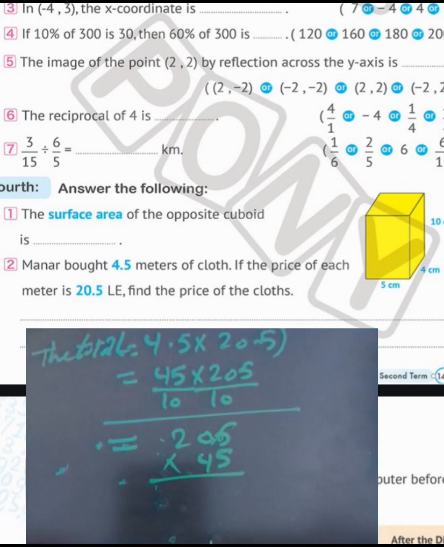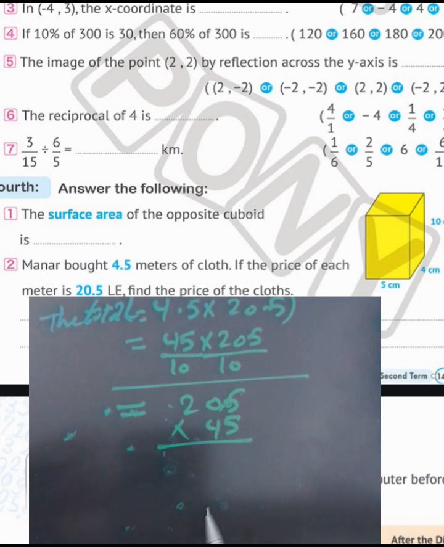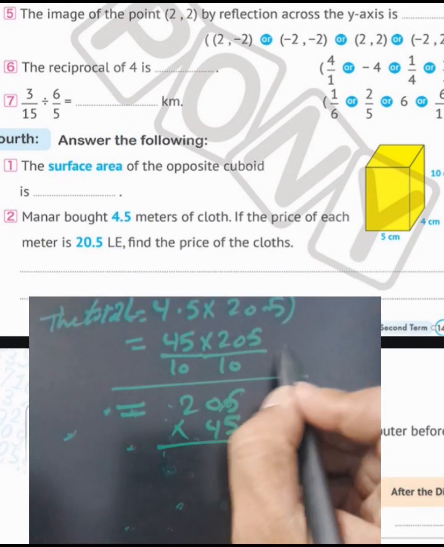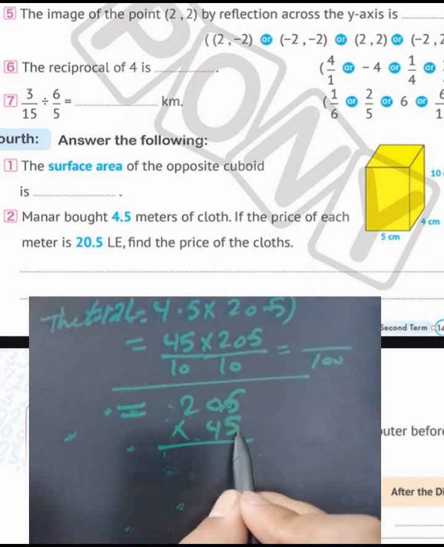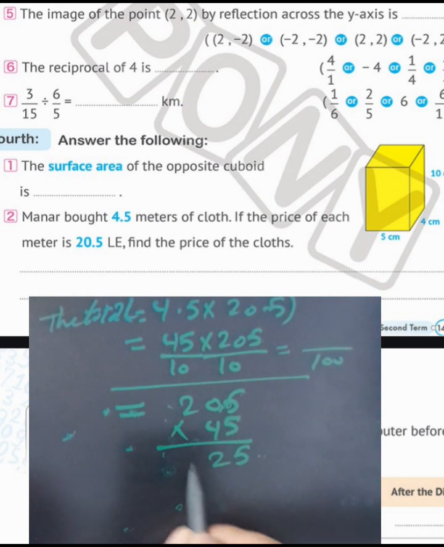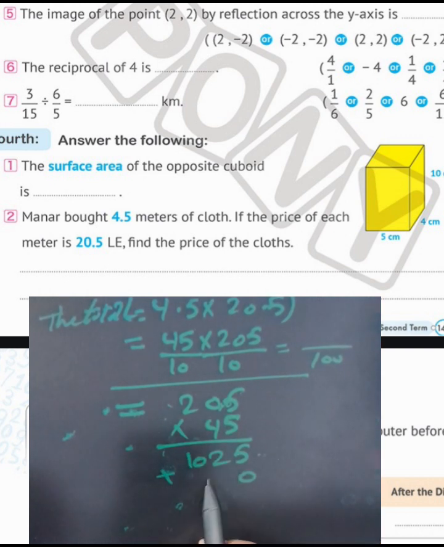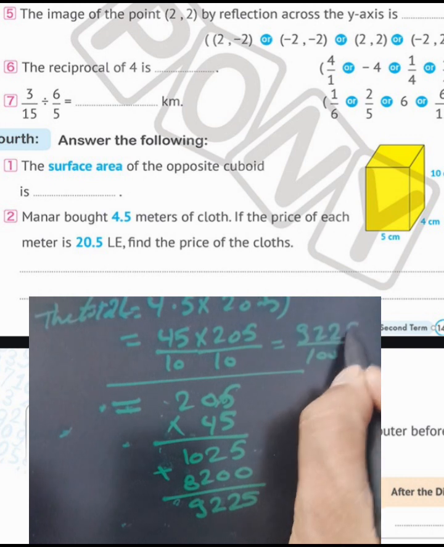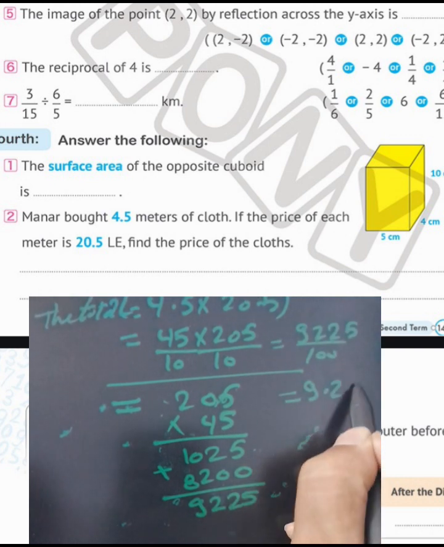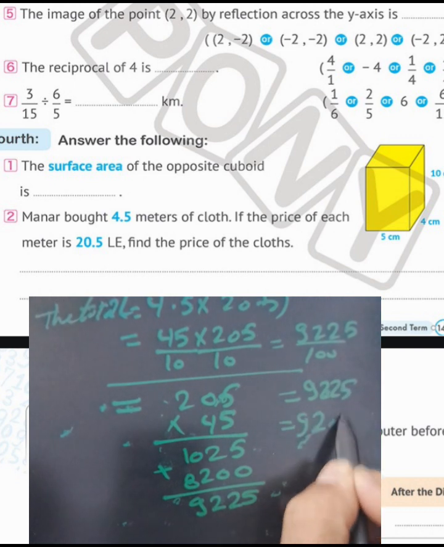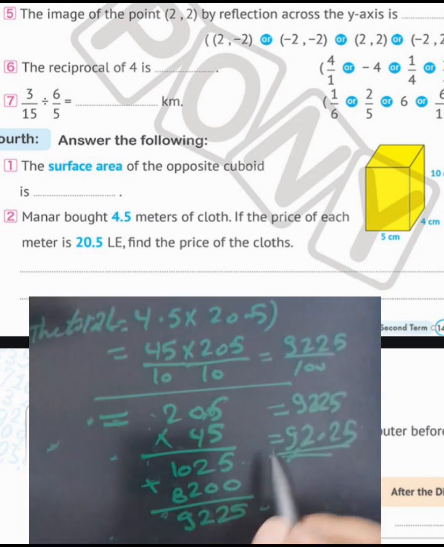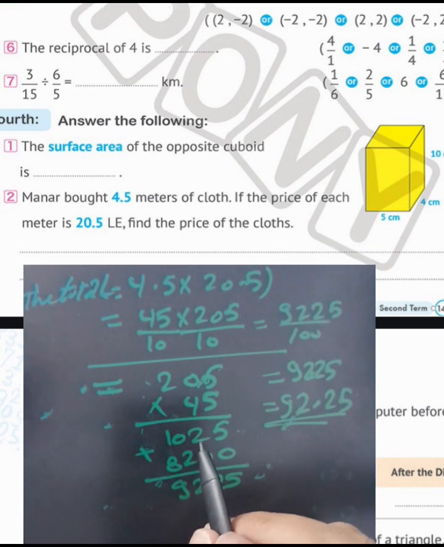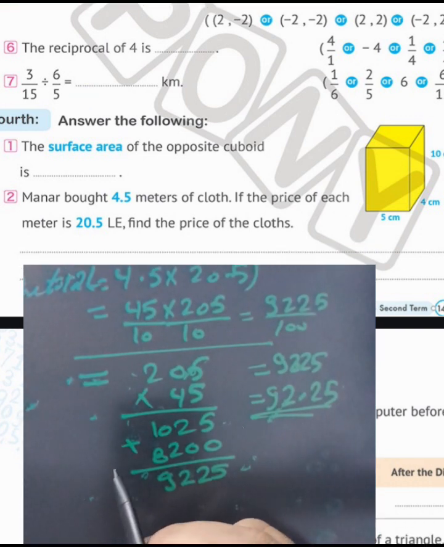Okay, we can write 205 times 45. First step, find the product of the two numbers, and then put the point after two places, because 10 times 10 equals 100. 5 times 5 equals 25, and 2 times 5 equals 10, plus 100. 4 times 5 equals 20, and 4 times 2 equals 8. Then the result will be 9225. Put the point after two places. Then the result will be 92 and 25 hundredths Egyptian lira.